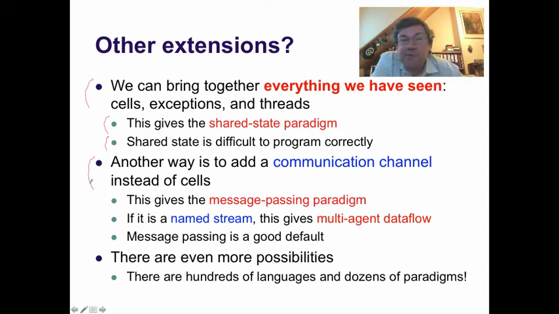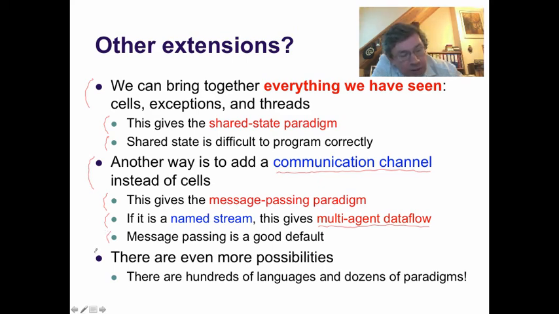But another way to extend our kernel languages is, instead of adding cells, we add a communication channel. This is theoretically equivalent to adding cells because you can implement explicit state using an agent with a communication channel. So this gives message passing. And if the communication channel is a named stream, if we just attach names to streams, like I briefly mentioned in the last lesson, this gives the multi-agent data flow. In fact, message passing in general and multi-agent in particular are very good defaults, and they're much easier to make concurrent programs in than the shared state paradigm.